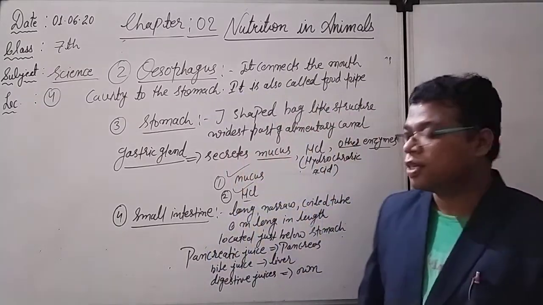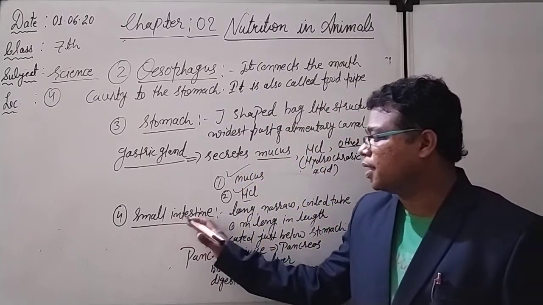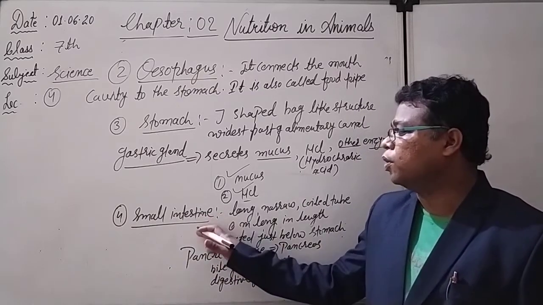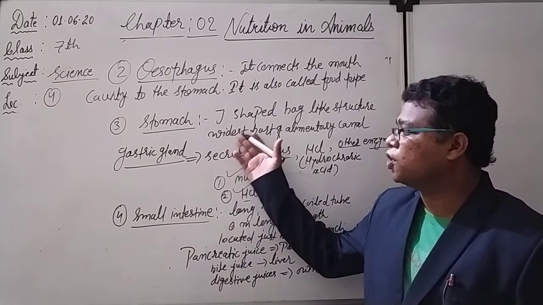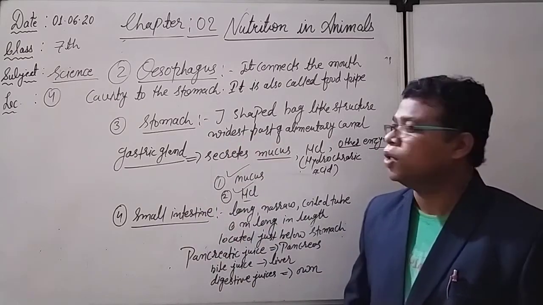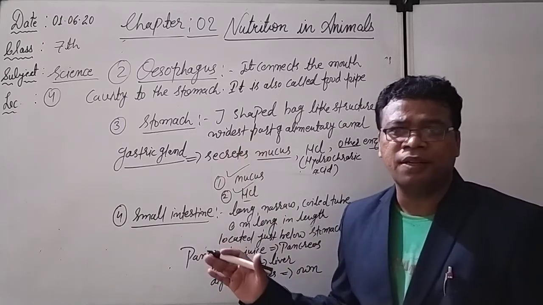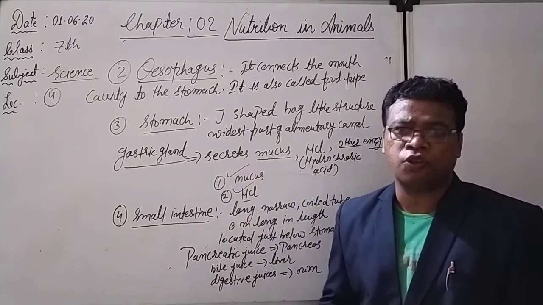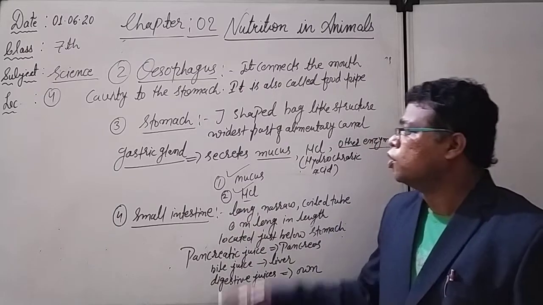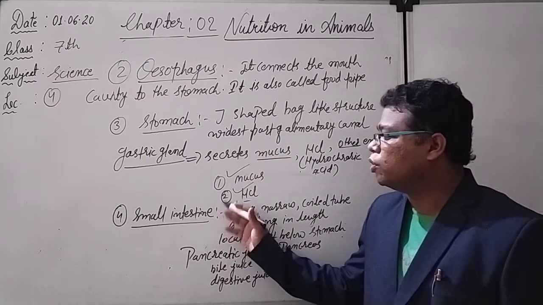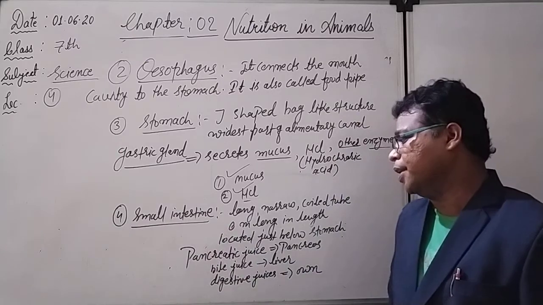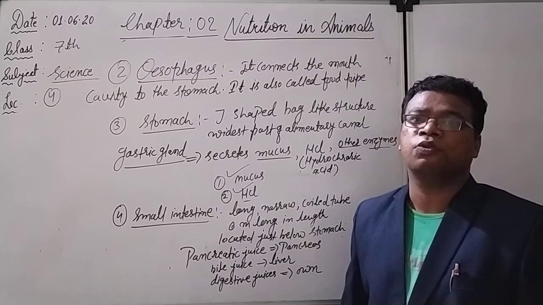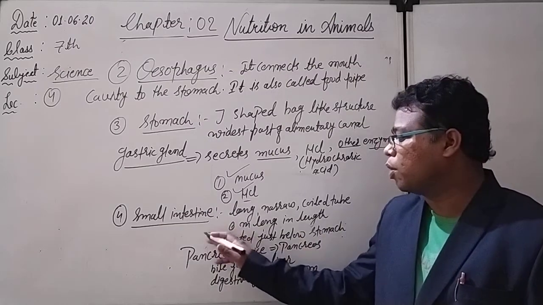Next, what kinds of juices are present inside the small intestine? The food passes from the stomach to the small intestine. I have told you that in the stomach, partial digestion is completed. Almost 50% of digestion is completed inside the stomach, so many components of the food have been converted into a simpler form. The partially digested food then reaches the small intestine. So what happens when the partially digested food reaches here?